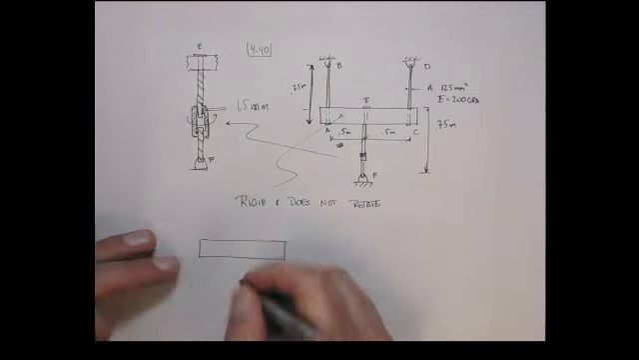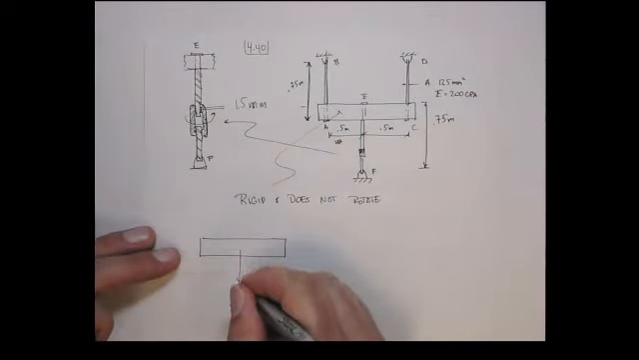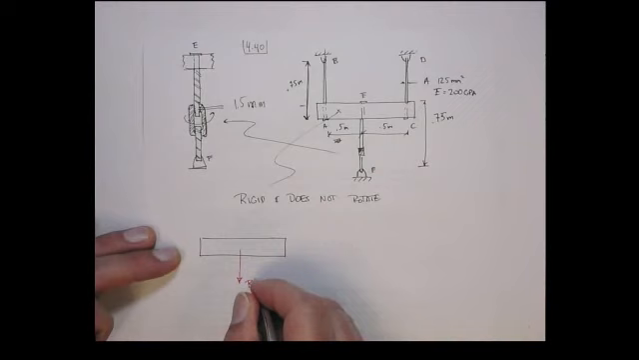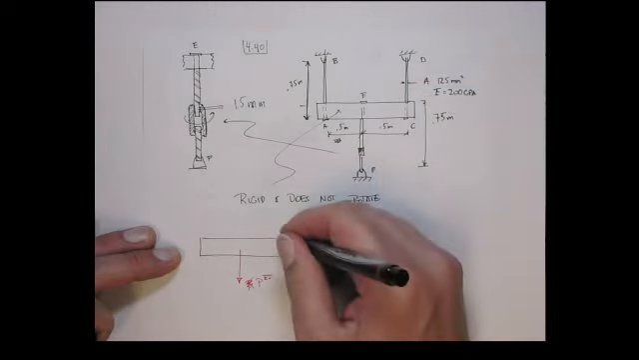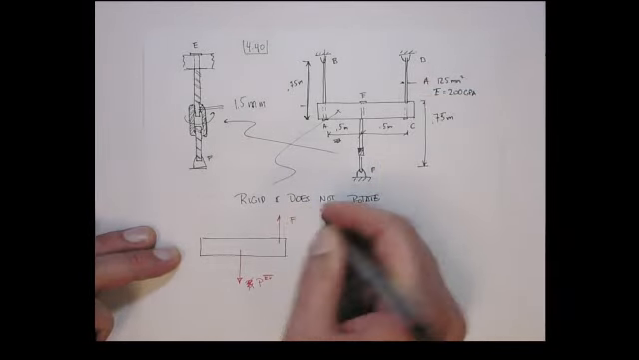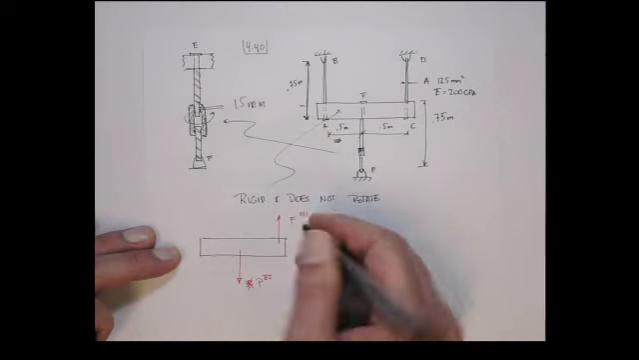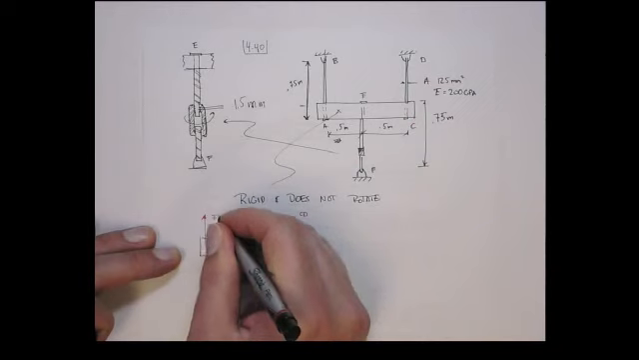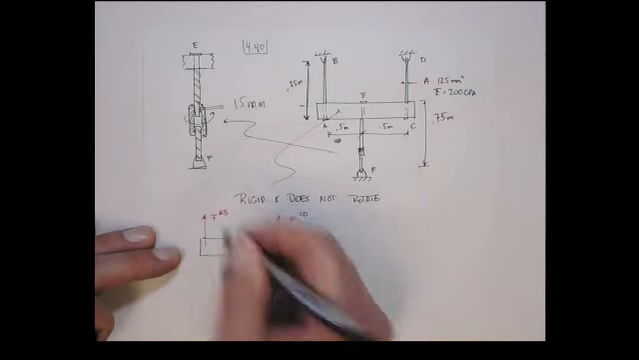We have the force in element EF, so let's call that reaction P. P in EF, that's the force in this element. Then we have the force in CD, and also the force in AB. Okay?